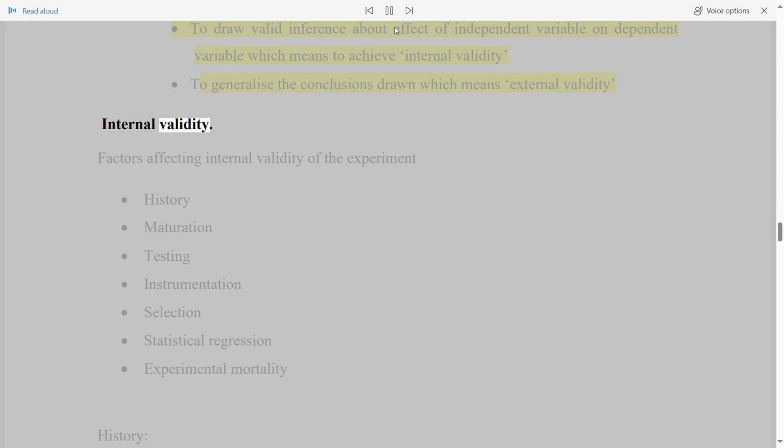Internal validity. Factors affecting internal validity of the experiment: history, maturation, testing, instrumentation, selection, statistical regression, experimental mortality. History.